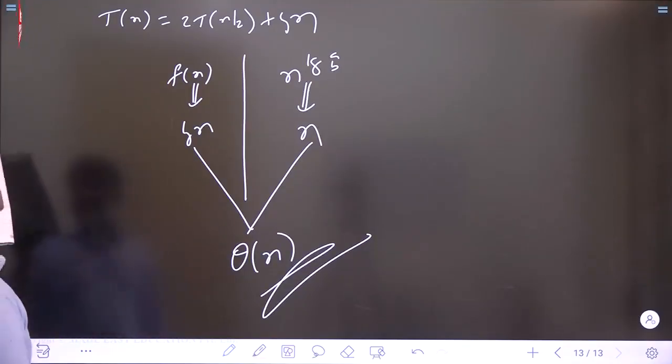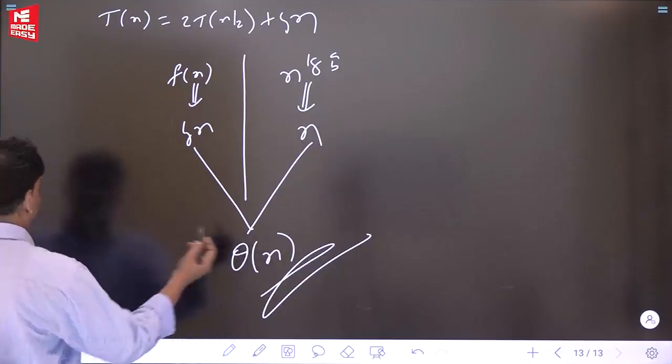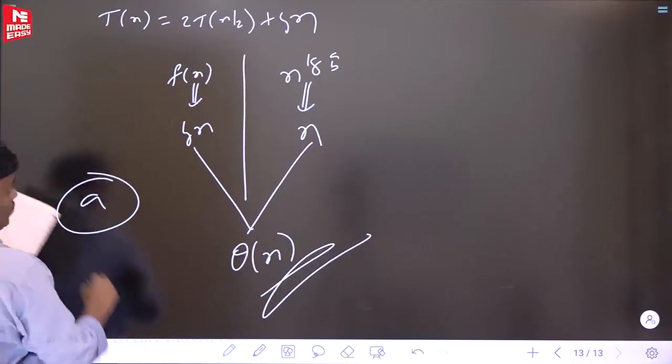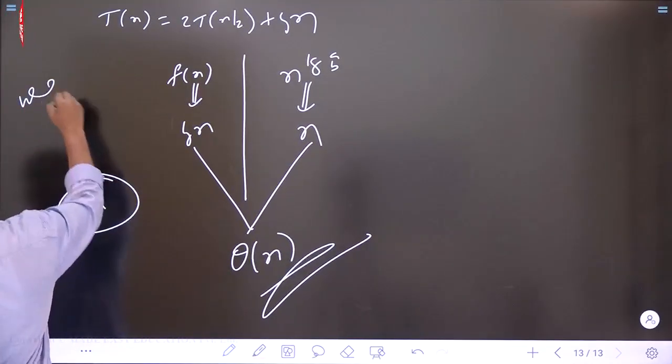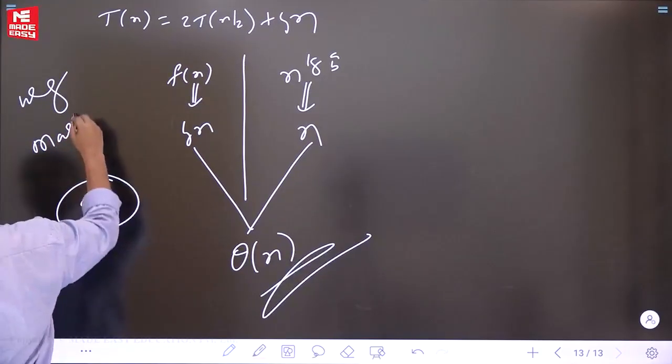So can you help in question number 30? What will be the answer? N. So option A. Using master theorem.